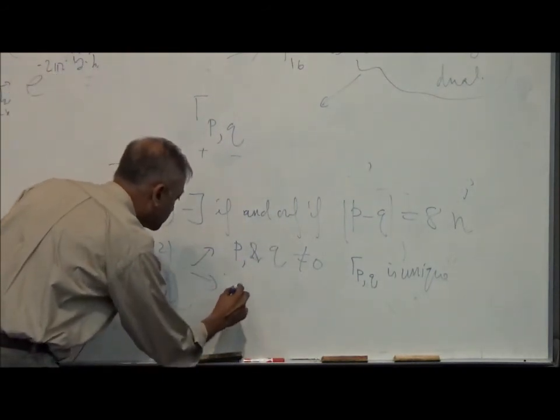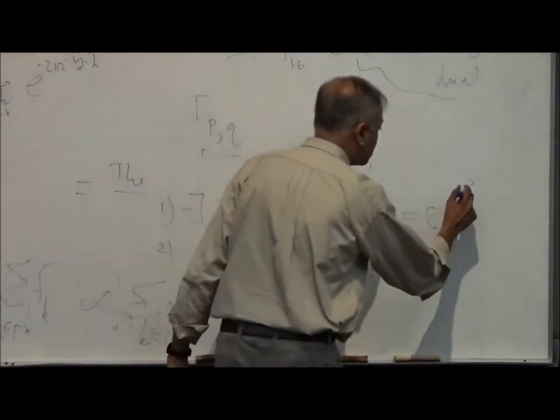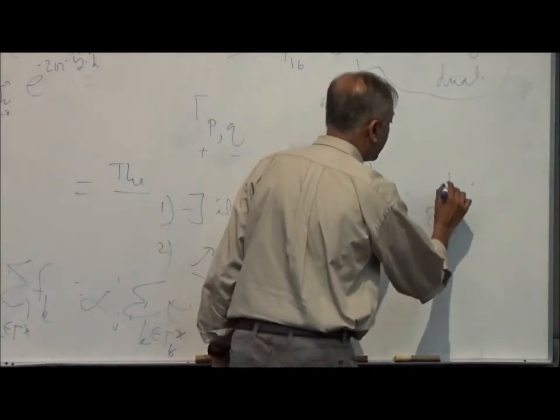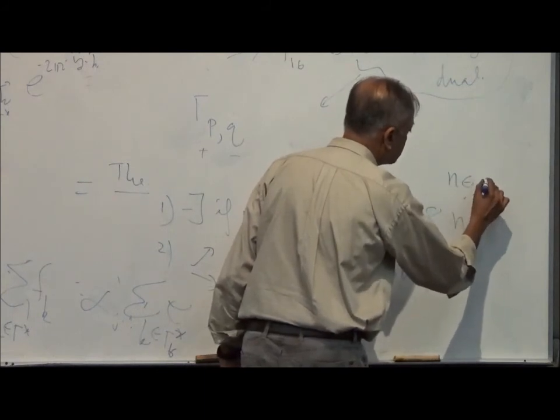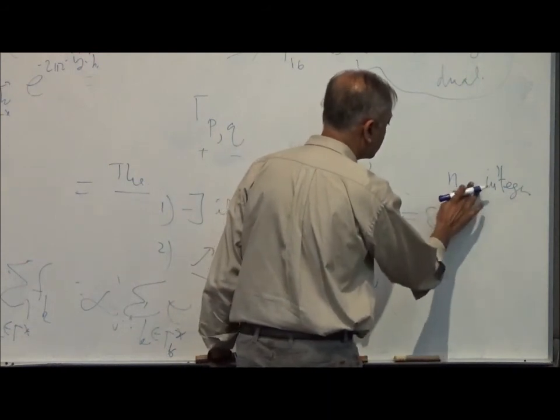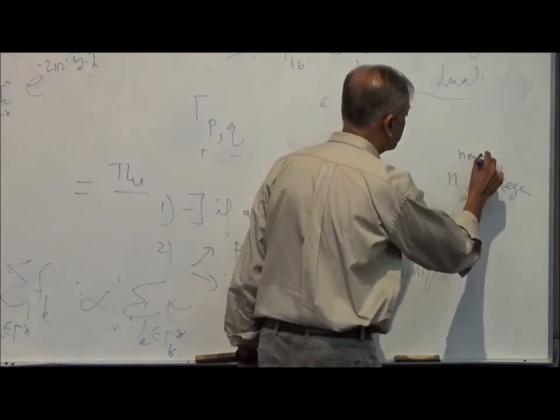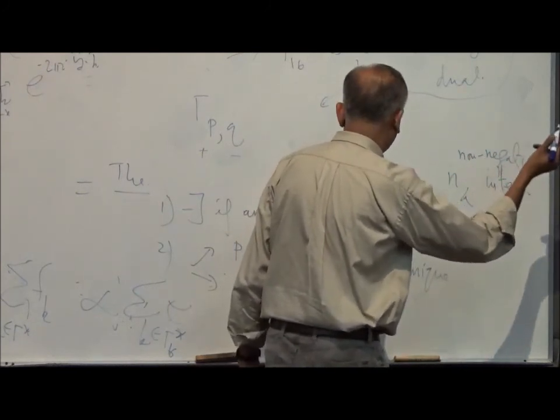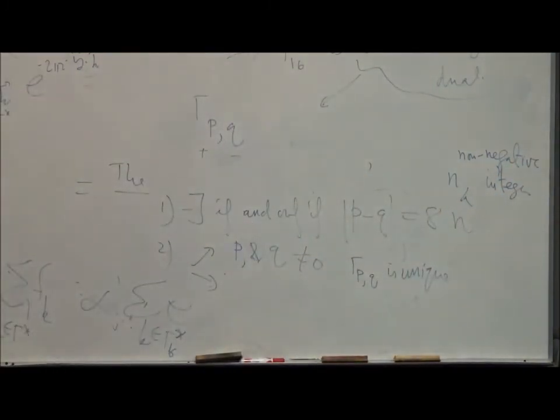And in the other case... So this n is just an integer? n is an integer, sorry, I should have mentioned. So 8n, where n is a non-negative integer. Of course, negative will not make sense. Because I've taken the modulus here.